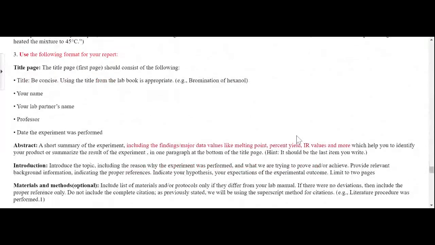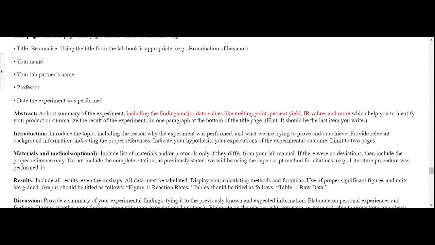For the lab report, for the abstract, I want you to include the finding or major data value. This actually refers to a numerical value. I think in your case, you did refer to a data table. You said that as shown in such and such table. And for that reason, if I remember it right, I didn't take too many points off.